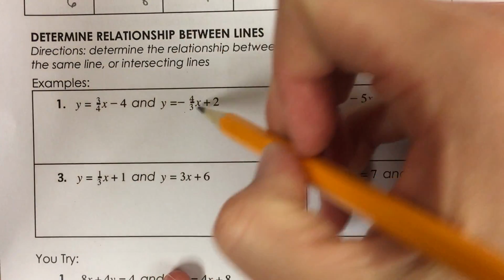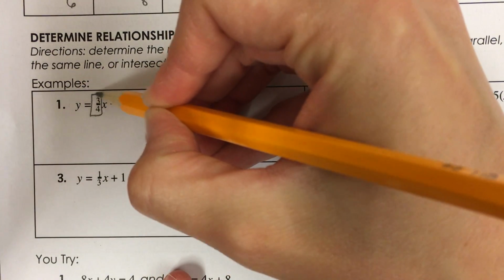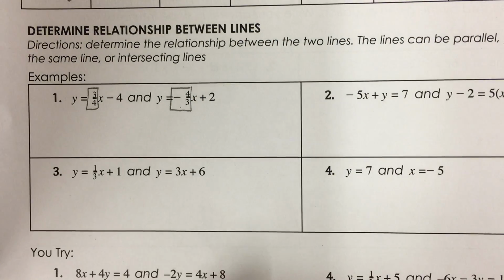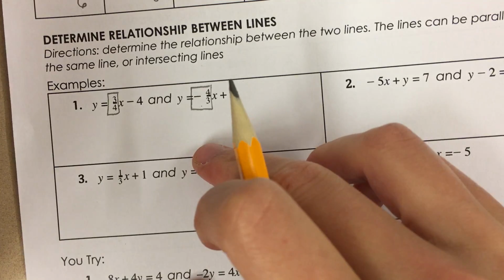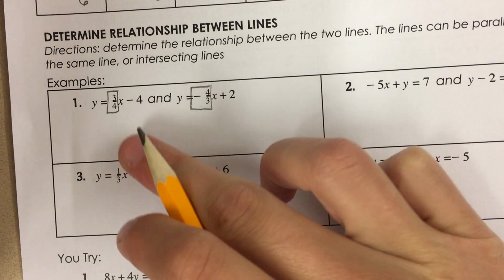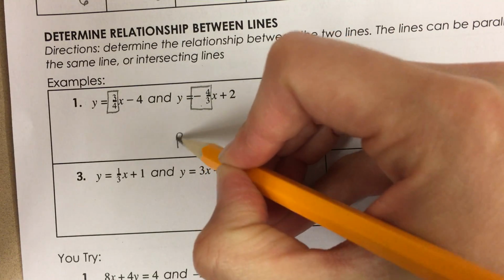So for example, in number 1, the slope here is 3/4, and the slope here is -4/3. What's the relationship between those slopes? I notice those are opposite or negative reciprocals. So because they're opposite or negative reciprocals, I know that if I graph these lines, they're going to be perpendicular.